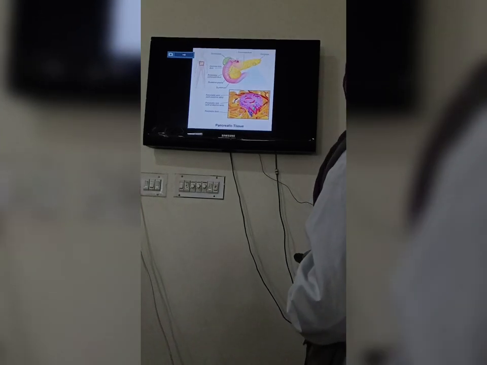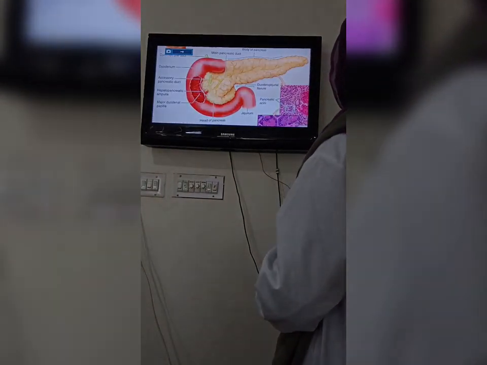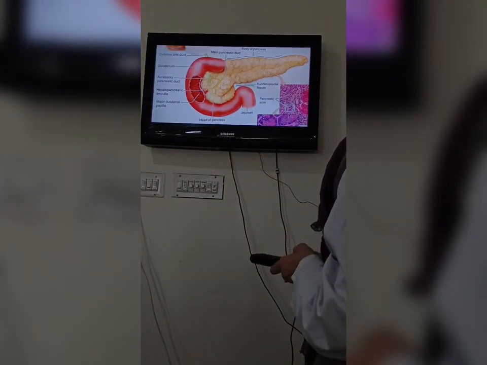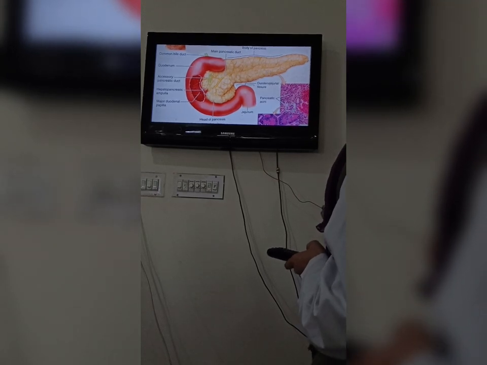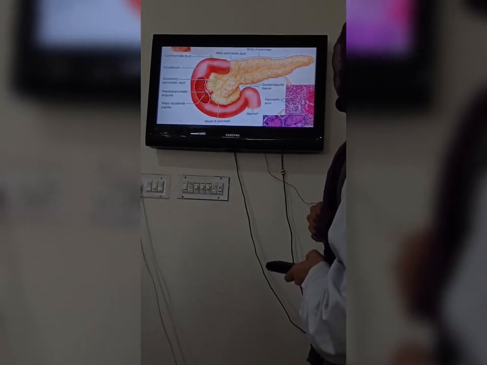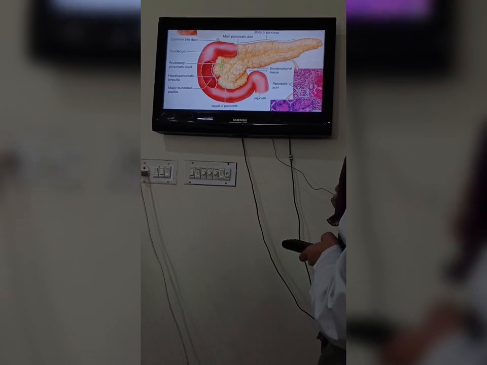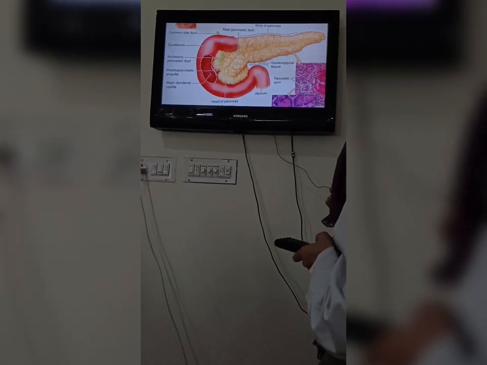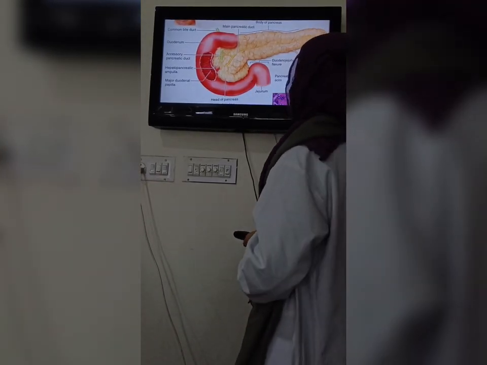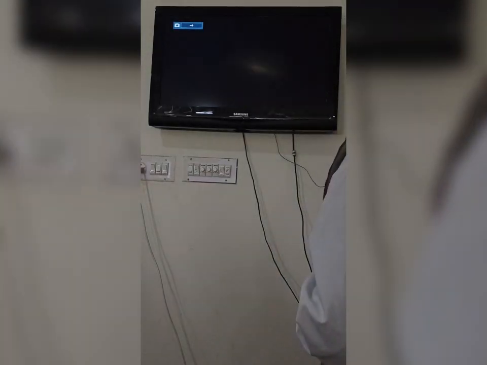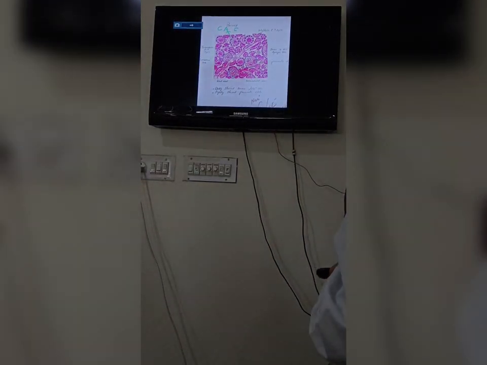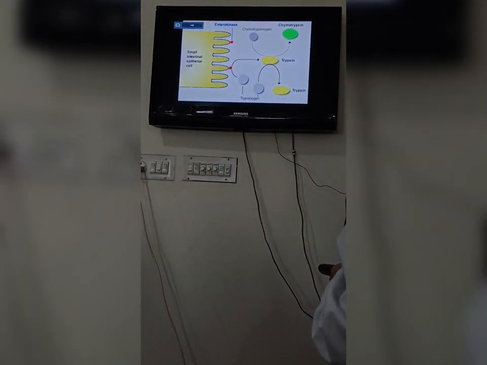Okay. Again, a similar picture to depict various views. That is a clear picture of the complete gross appearance of the pancreas with the body, the tail, the head, and the main pancreatic duct, again opening into the second part of the duodenum. Any related picture, if it comes in the way, I will discuss.